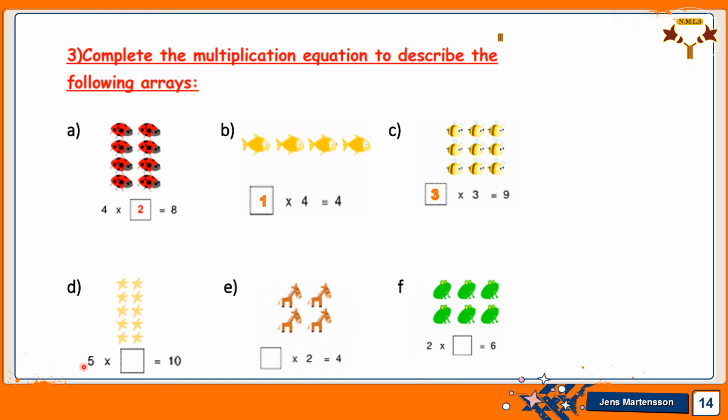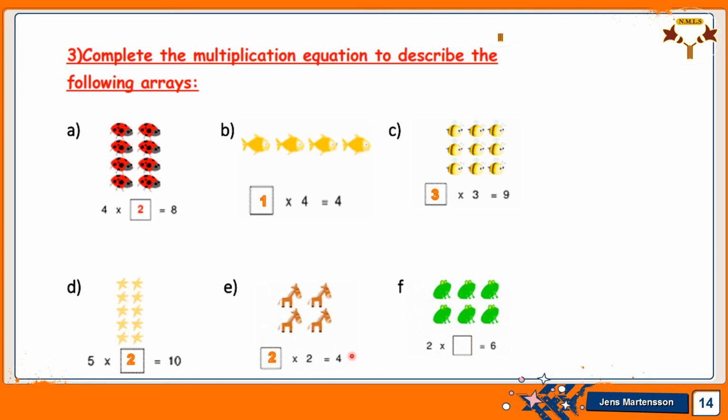And here, we write the number of rows. 1, 2, 3, 4, 5. Then we will write here the number of columns. How many columns here? 1, 2. Number E. We will write the number of rows. How many rows here? 1, 2. So here we will write 2.